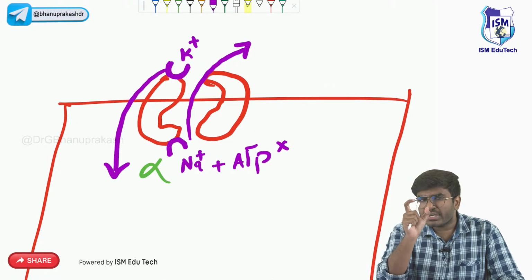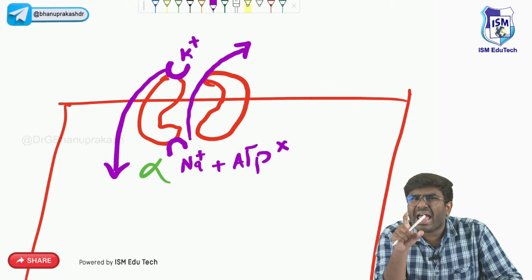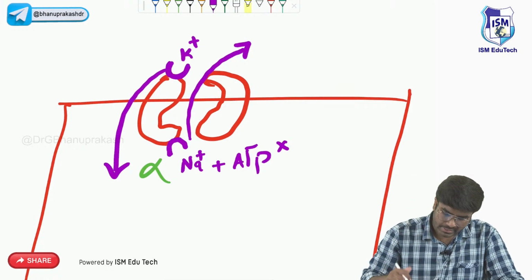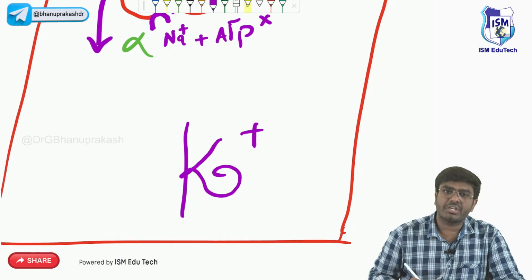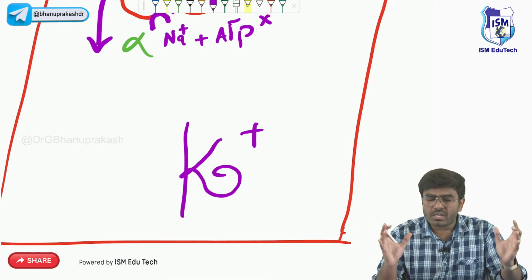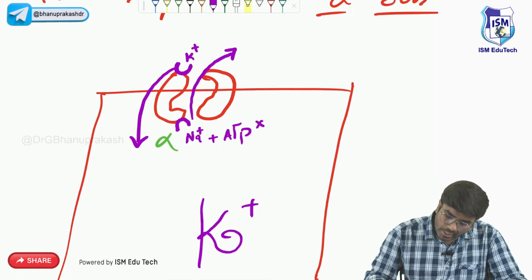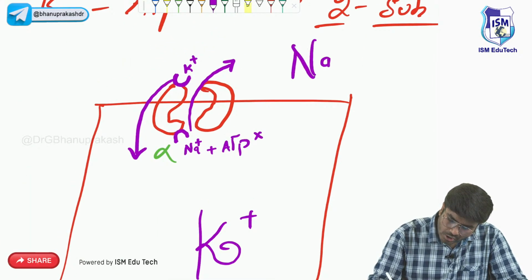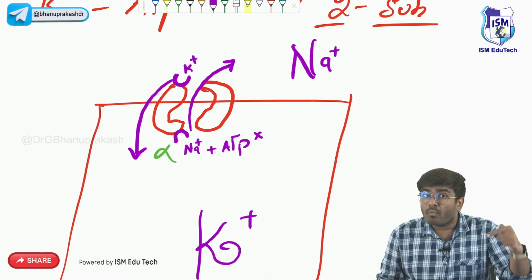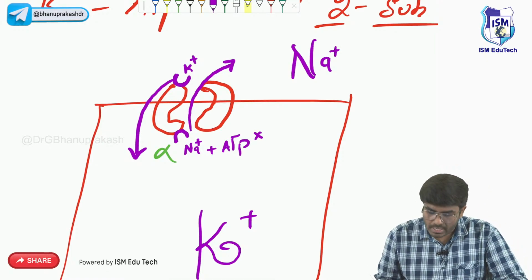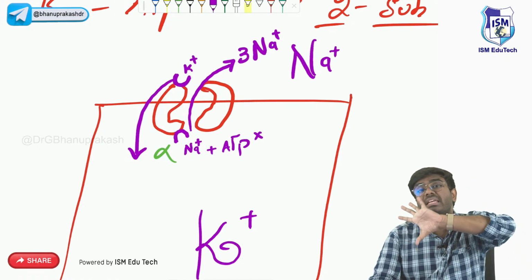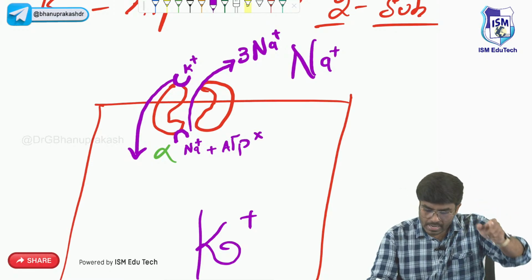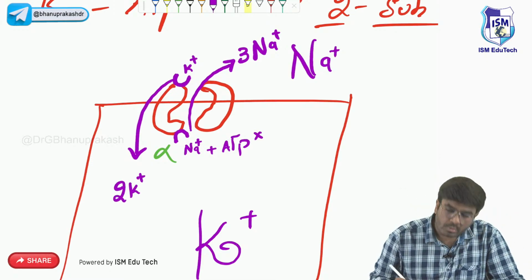Now you should get a question, sir, why are we calling it active transport? Why is ATP really utilized here? Because already in the cell you have a high concentration of potassium. Your cells are bags of potassium. Lots and lots of potassium is there inside your cells. Outside your cells, there is a lot of sodium present. But what is this sodium potassium ATPase doing? It throws 3 sodium molecules out of the cell and brings 2 potassium molecules into the cell.